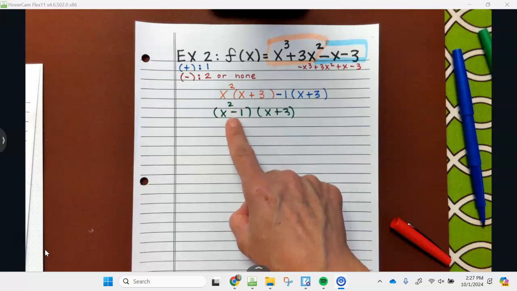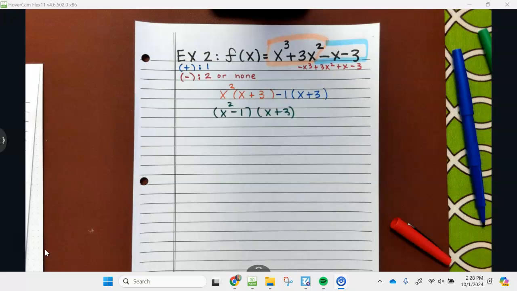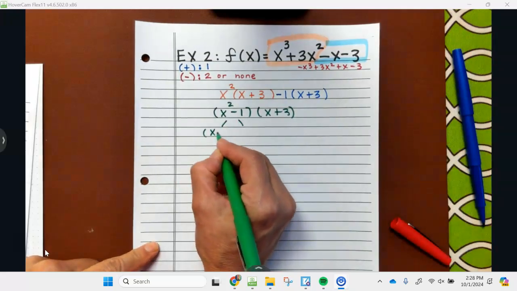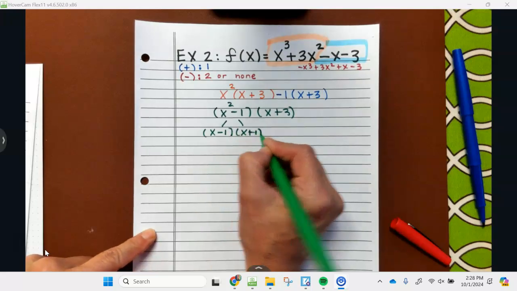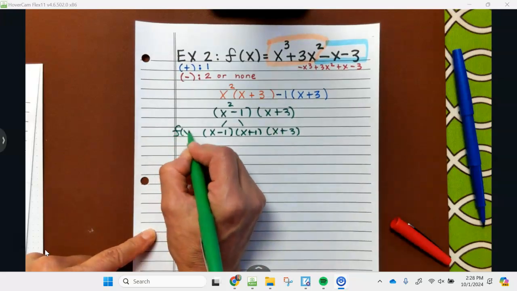What's going on with this? You got to keep going. This is the difference of 2 squares. So this is going to be x minus 1, x plus 1, and then x plus 3. So there's your factored form.